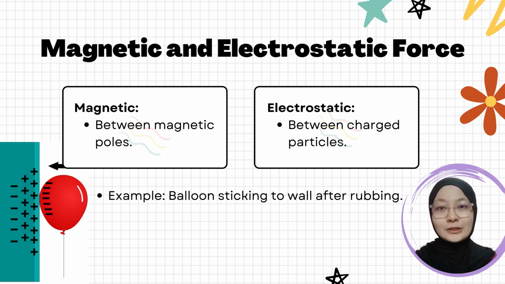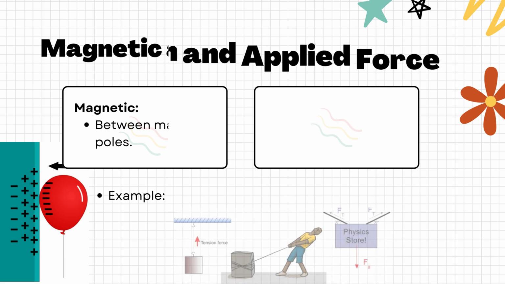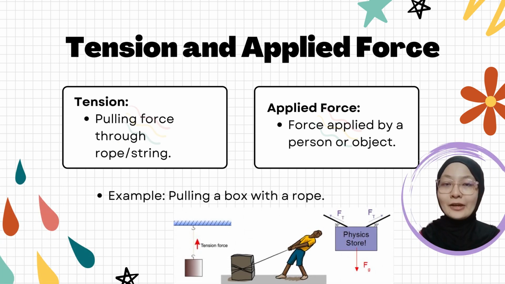Next, we have non-contact forces, magnetic and electrostatic. Magnetic force happens between magnets or magnetic materials. For example, when you bring 2 magnets close, they either attract or repel. Electrostatic force occurs between charged particles. One example is when you rub a balloon on your hair, the balloon becomes charged and sticks to a wall. That's electrostatic attraction.